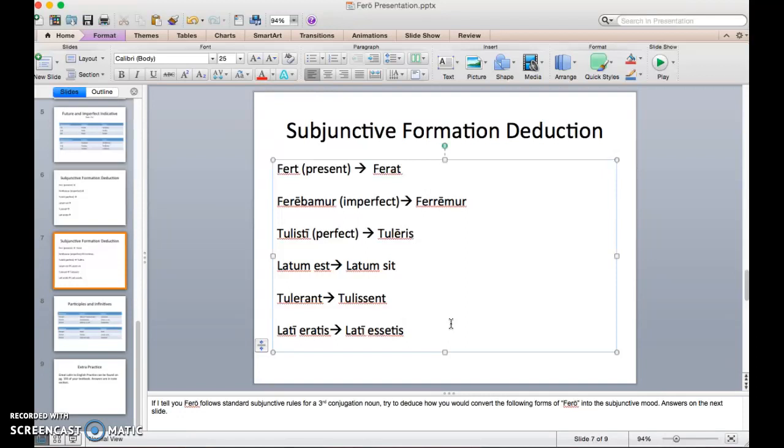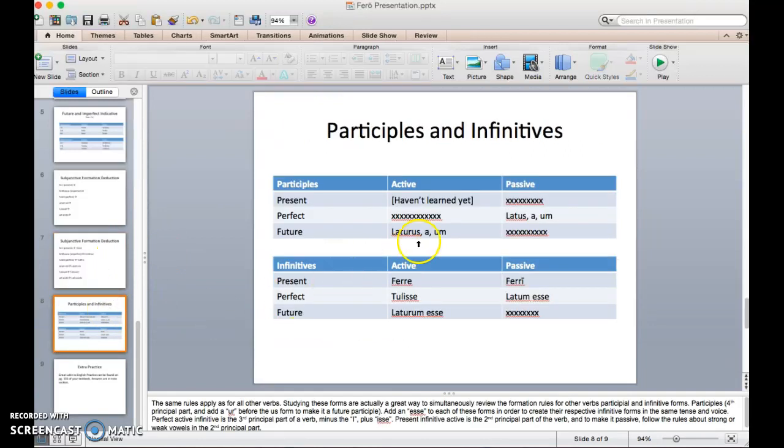So if those formulas feel weird to you, you want to go back and review your subjunctive formations, look at those sections of the textbook or old videos I've posted, or come set up a meeting with me, all right? But I just want to stress that all of these rules are totally typical for subjunctive formation. All right, and now let's move on finally to participles and infinitives.